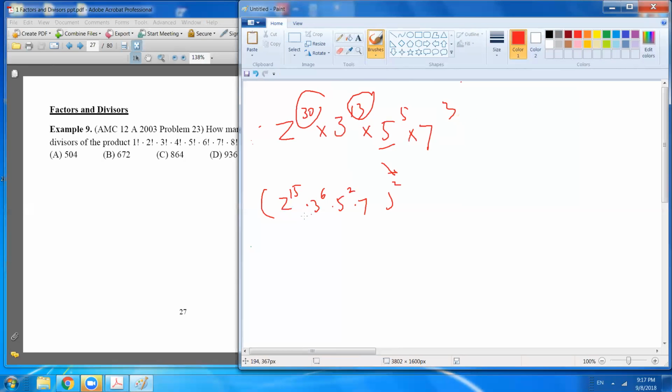We miss some. This one, no problem. This one we miss 3, we put over here. This one we miss 5, we put over here. This one we miss nothing. We miss 7, right? So this all does not count because they are not square numbers. So we can hide the square number inside. And then we do 16, 15 plus 1, 6 plus 1, 2 plus 1, 1 plus 1, right?